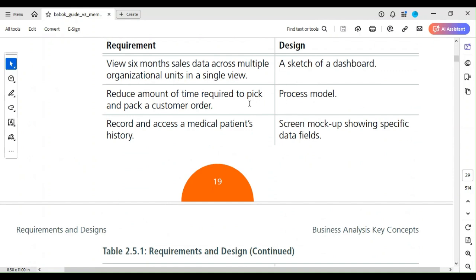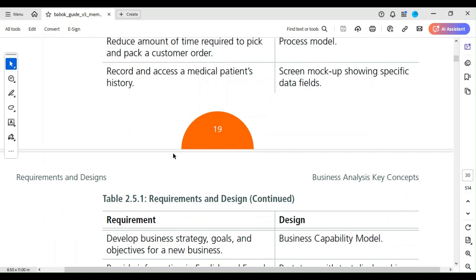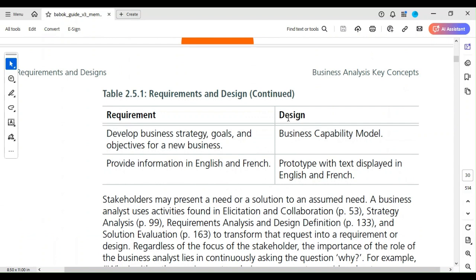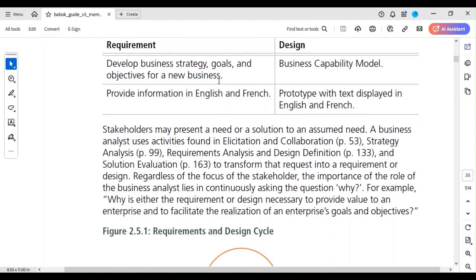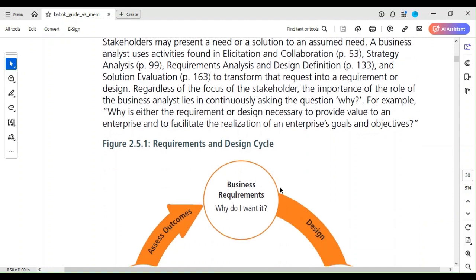Reduce the amount of time required to pick and pack a customer order. This is a requirement. I want to have the ability to reduce, okay? The design gives you a process model. Record and access a medical patient's history. The design part of it gives you screen mockups showing specific data fields. Develop business strategy, goals and objectives for a new business. The design gives you a business capability model. Provide information in English and French. Prototype with text displayed in English and French.